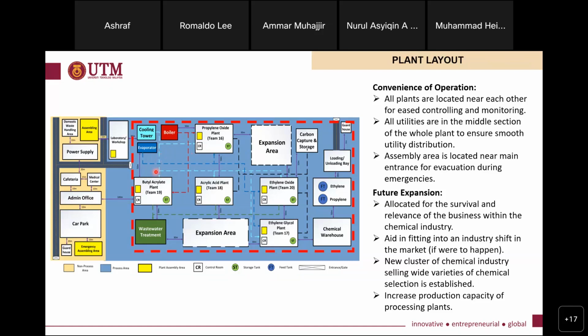Teams 17, 18, and 20 produce waste gas mostly containing carbon dioxide, so the air emission carbon capture and storage is located near the three processing plants. And lastly, the assembly area is located near the main entrance for evacuation during emergency. All right, that's all from me.